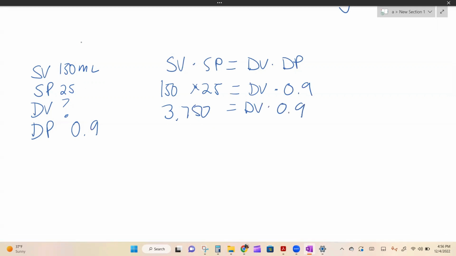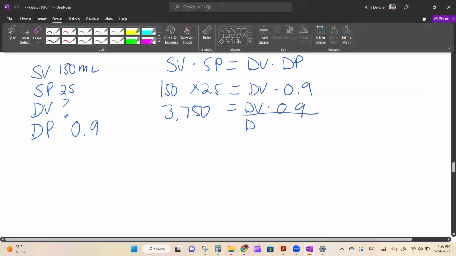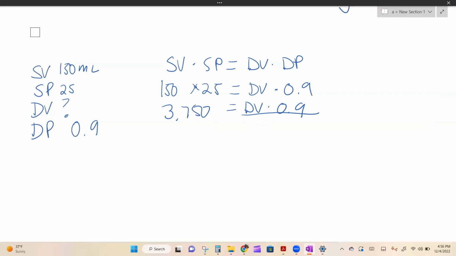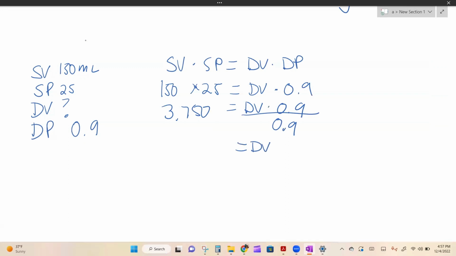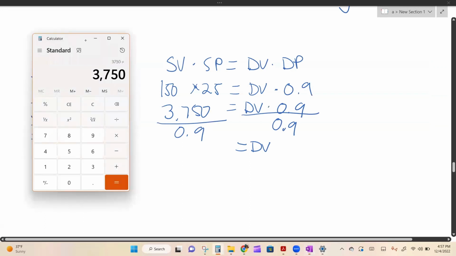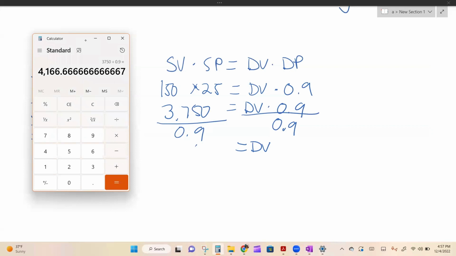So just like in those problems, this time we want to get dV alone. So to do that, we need to divide the side by 0.9, and then we get dV, which is what we want. But of course, we need to divide this side by 0.9 as well. So 3,750 divided by 0.9 gives us 4,167 ml.